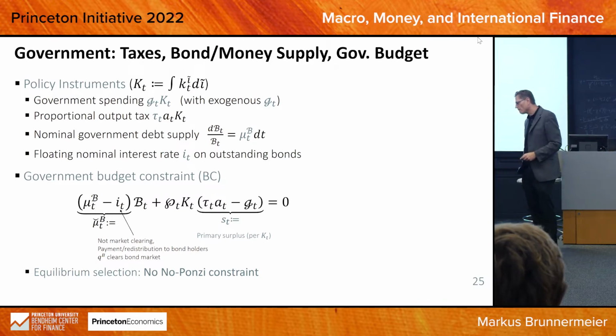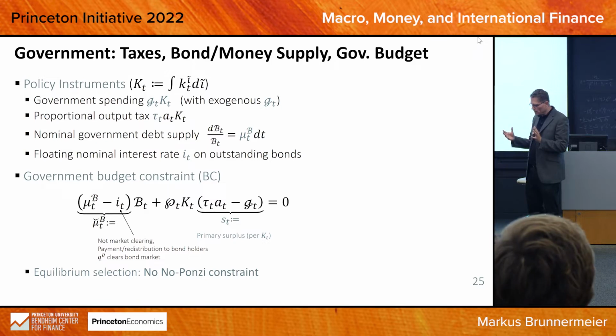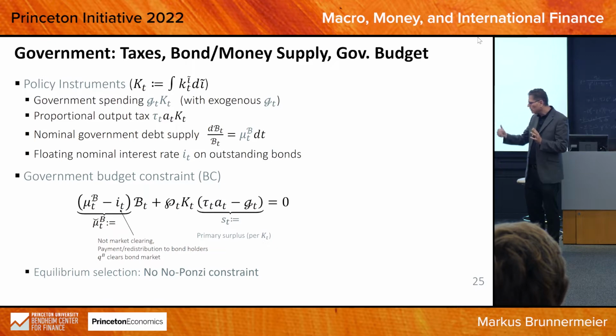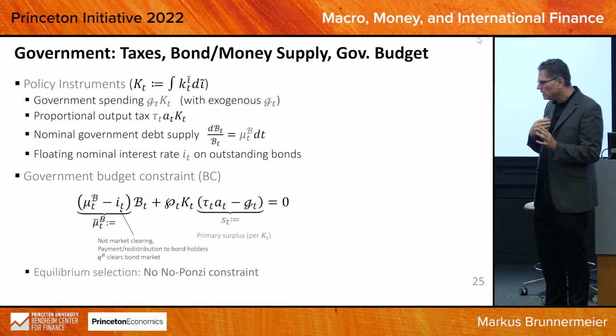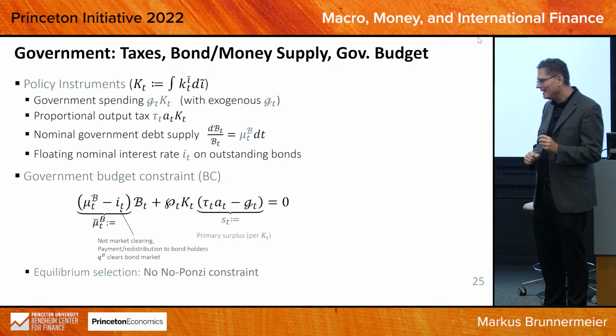So why is it equilibrium selection? Because you can have no-Ponzi constraints. Who can run a Ponzi scheme? It could be you, it could be Sebastian, it could be me. Each of those would be a different equilibrium. Or it could be one where we can all do it to some extent. So there's one equilibrium where you can run a Ponzi scheme. That's the one you like, no? Then there's one where Sebastian can run a Ponzi scheme. And there's one where the government can run a Ponzi scheme.